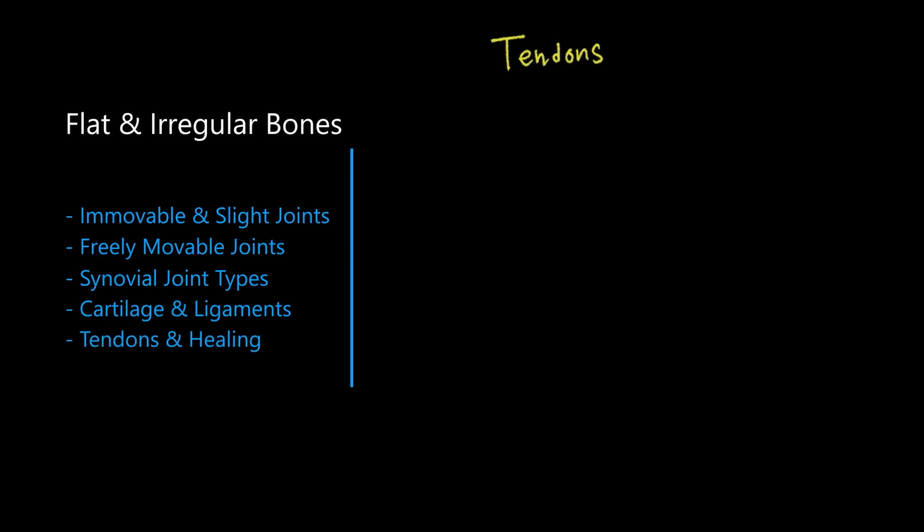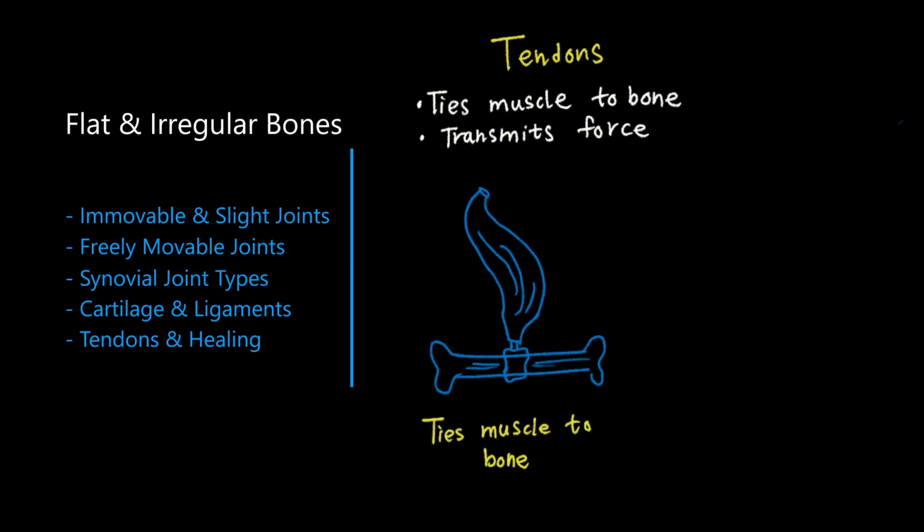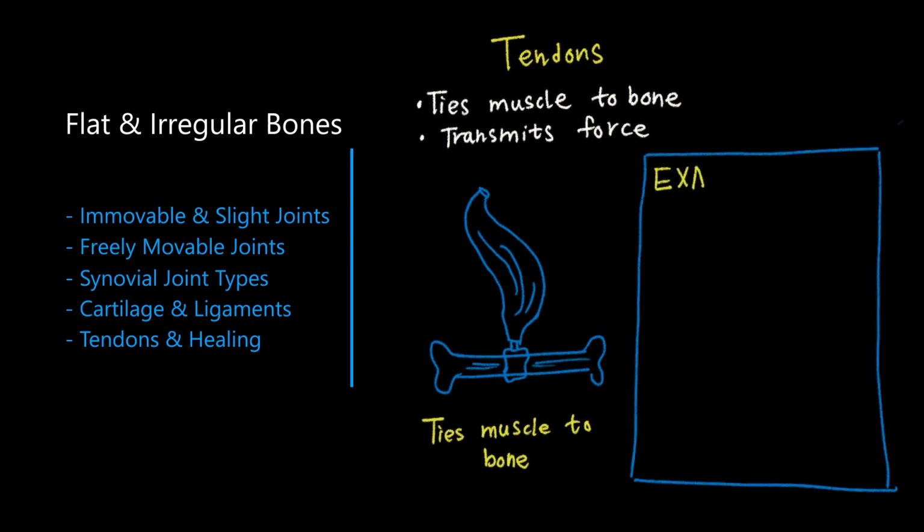Finally, we have tendons. Remember this, tendons tie muscle to bone. They are tough, non-elastic cords that transmit the force from a muscle contraction to the bone, causing it to move. The Achilles tendon, connecting your calf muscle to your heel, is the largest tendon in your body. When you get tendinitis, it's an inflammation of one of these tendons.